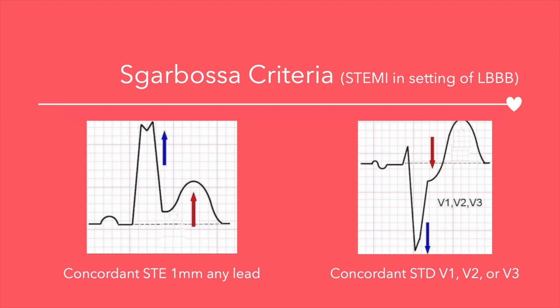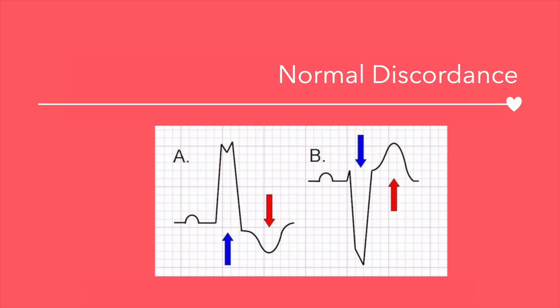So to review again, Sgarbossa criteria helps you identify a possible STEMI in the setting of left bundle branch block. We are looking for any concordance. Concordance is bad. Pointing in the same direction is bad. This shows normal discordance. Normally, in the presence of left bundle branch block pattern, the QRS points in a direction opposite to that of the ST depression or elevation.